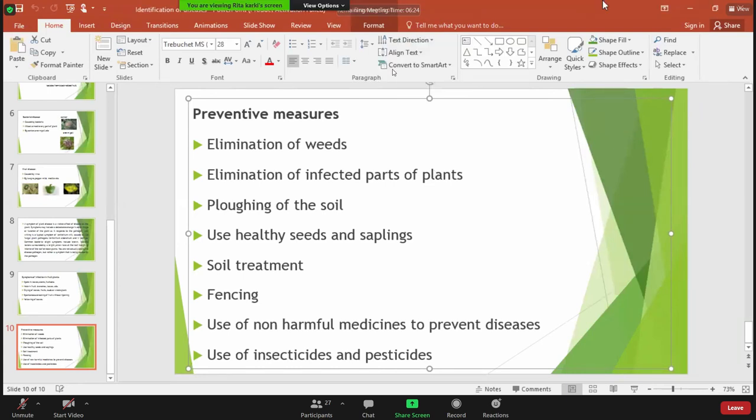all these types of unwanted grasses, extremely important. Besides this, diseases are also caused if you use unhealthy seeds or unhealthy saplings of a particular plant. So it is advisable to use healthy seeds and healthy saplings of the plant in order to avoid further infection that may be caused in a particular plant.